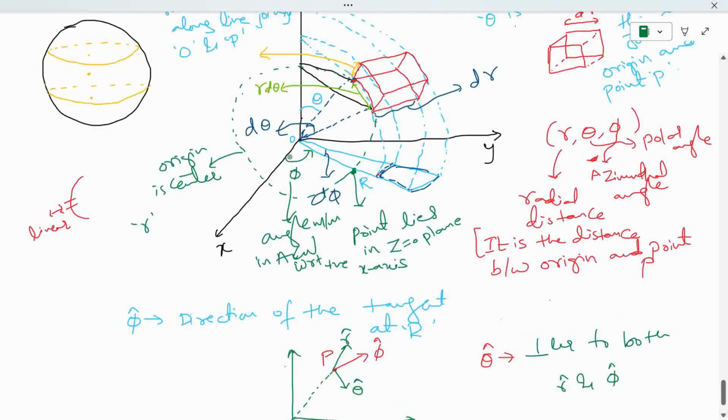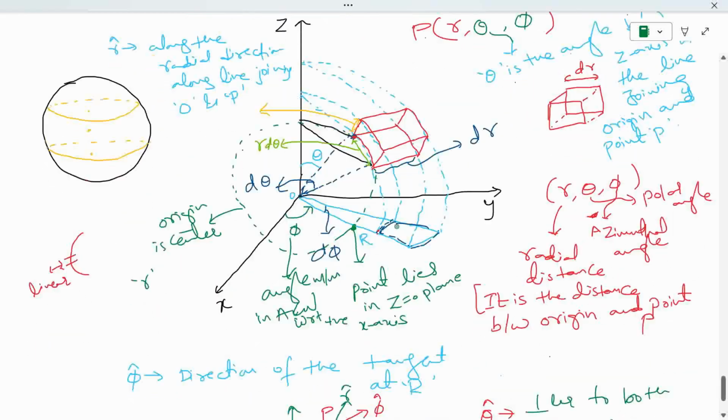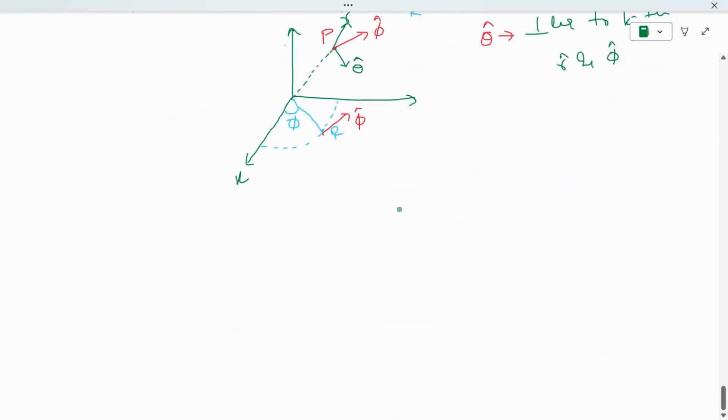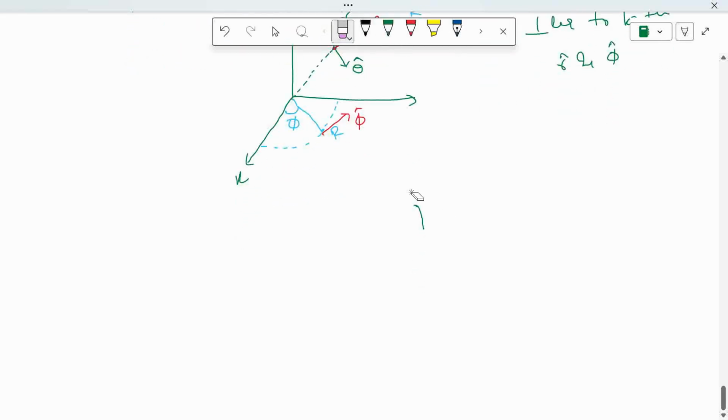Please note that in spherical coordinates, this is the order: first radial distance, then polar angle, and at last azimuthal angle. So I want to represent this differential volume element here. I will try to show it as linear as possible. Let me have the eraser. The small volume element will be very linear when we take the small section.